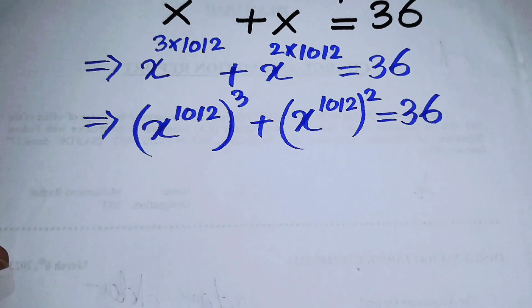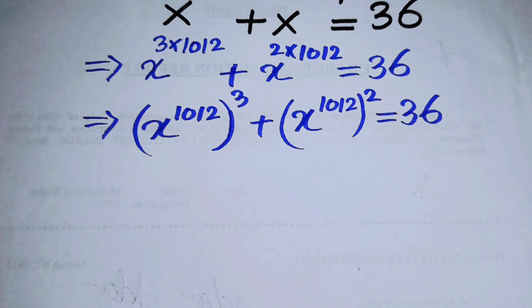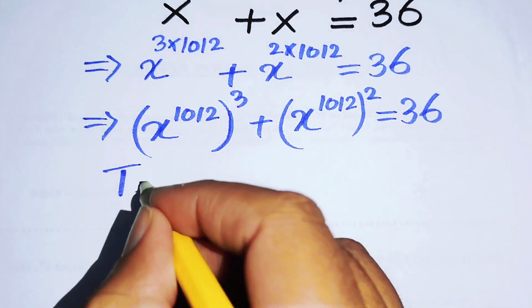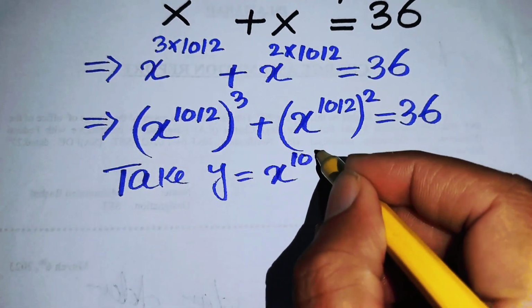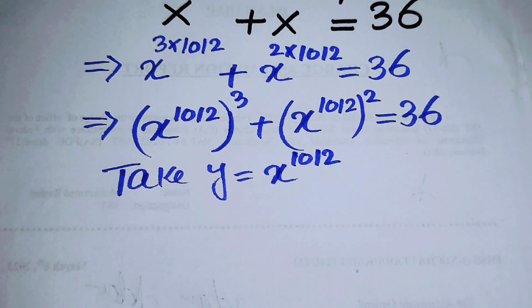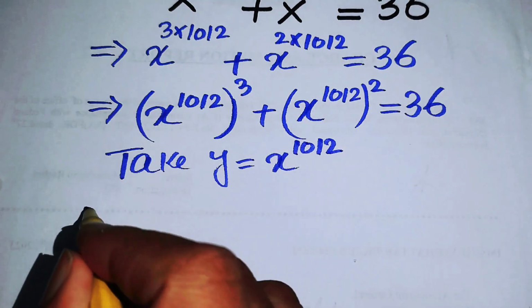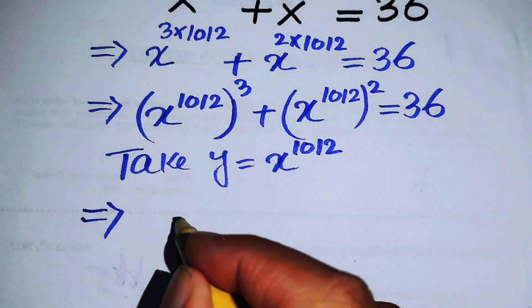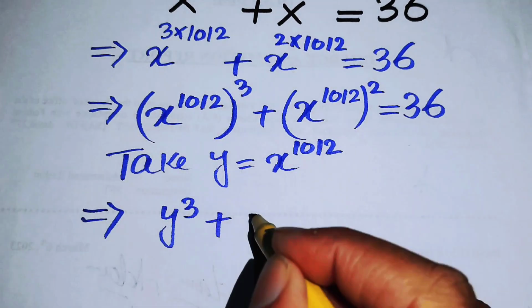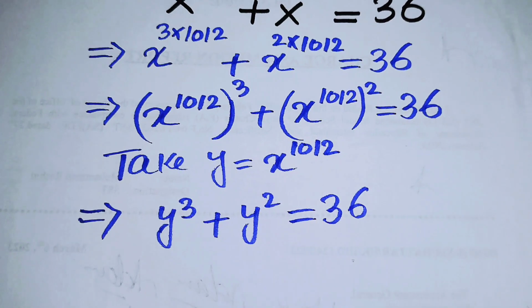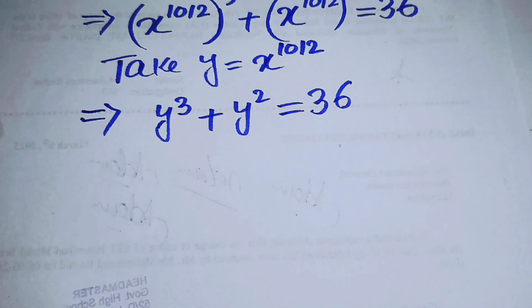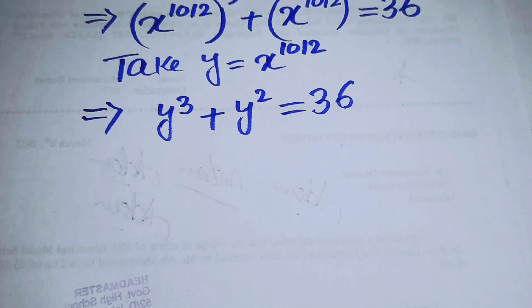In the next step we will convert this exponential equation into the cubic form, so we will take y equals x to the power of 1012. So when you take y equals x to the power of 1012, the above equation becomes y cubed plus y squared, and this whole equation equals 36. So you see that the exponential equation becomes a cubic form, and now we will make the factors of this cubic equation.